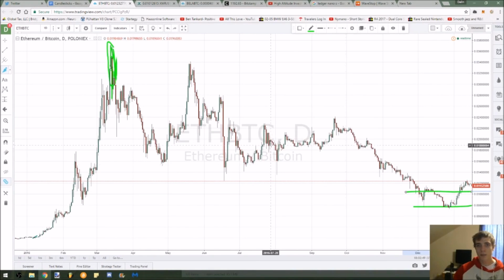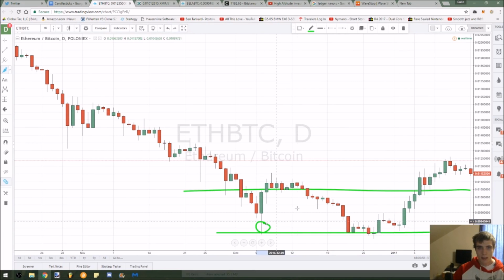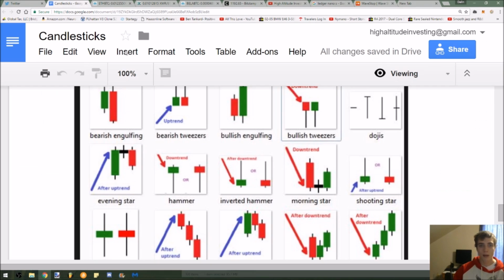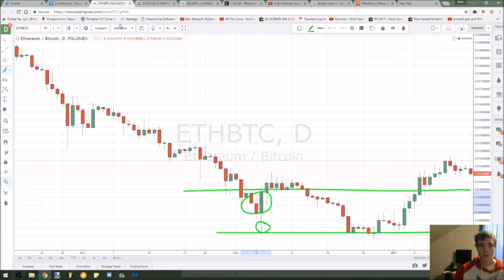So it's important to understand price movement. It's important to understand how this right here is a good buy signal. This is the same pattern reversed. So let's go back to our candlesticks. Bullish engulfing. So that's the same candlestick put back around the other way. So that's a buy signal.